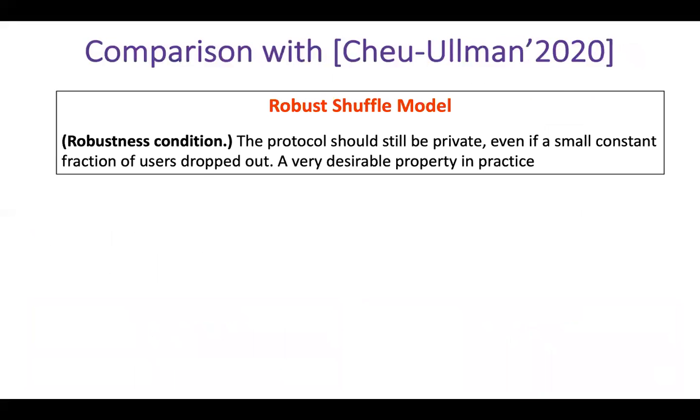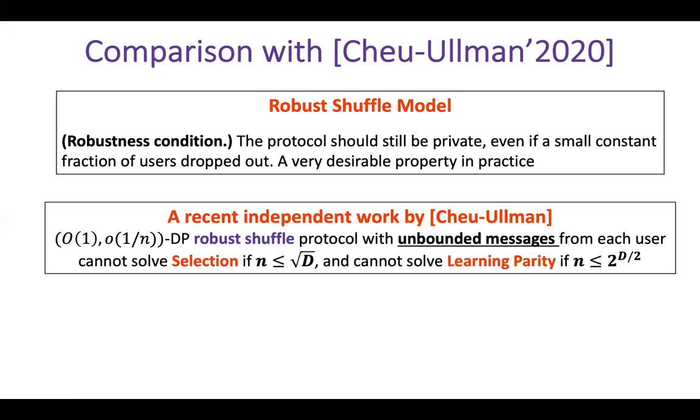Our results are similar to the recent work by Chill and Allman. They study a relaxed version of the shuffle model termed the robust shuffle model, in which protocols need to additionally satisfy the robust condition, which, roughly speaking, requires the protocol to still be private even if a small constant fraction of users drop out. This is a very desirable property in practice because you cannot assume everyone is honest, and some users may be malicious. They prove that a constant epsilon, 1 delta robust shuffle protocol with unbounded messages cannot solve selection if n is at most root d, and cannot solve learning parity if n is at most 2 to the d over 2.